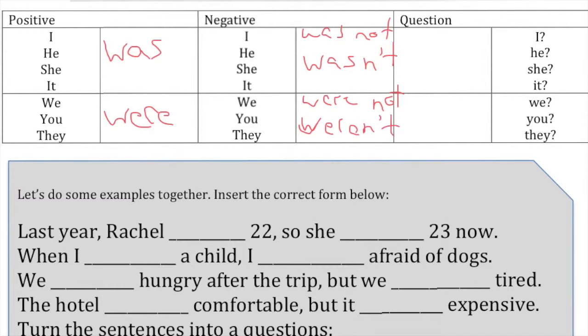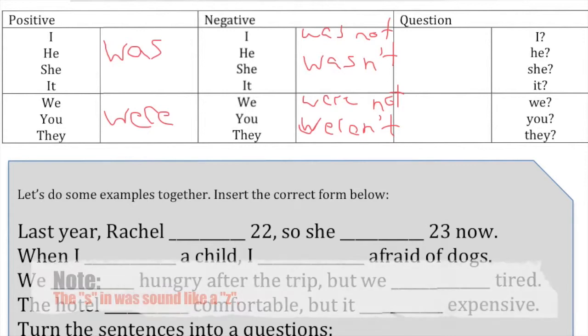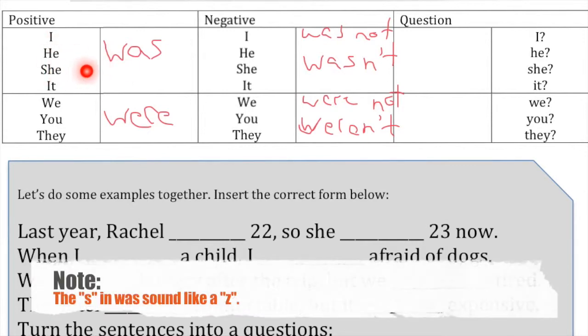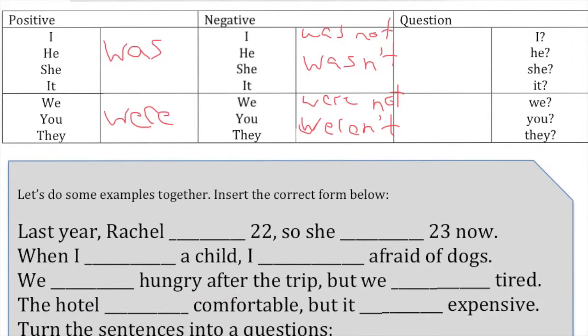So it sounds like for positive, I was, he was, she was, it was, z sound. And for this one, it is we were, you were, they were. For negative, we have I was not, or I wasn't, he was not, he wasn't, she was not, she wasn't, it was not, it wasn't. For we, it is we were not, we weren't, you were not, you weren't, they were not, they weren't.